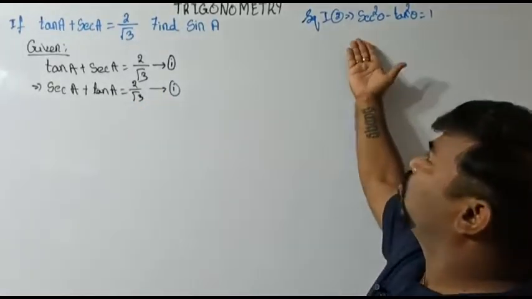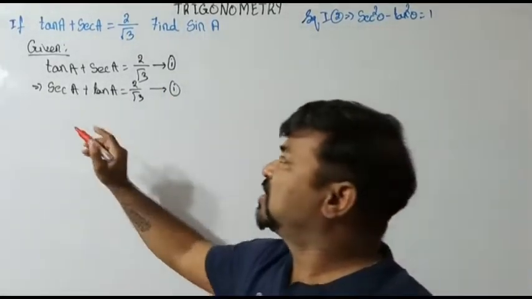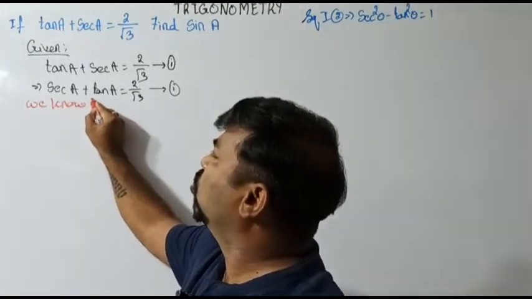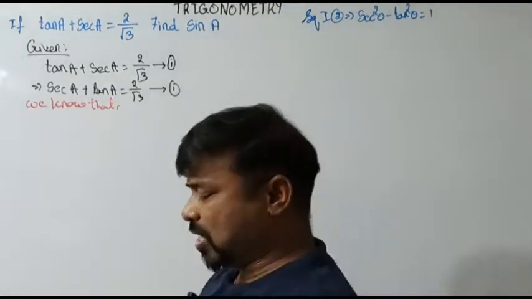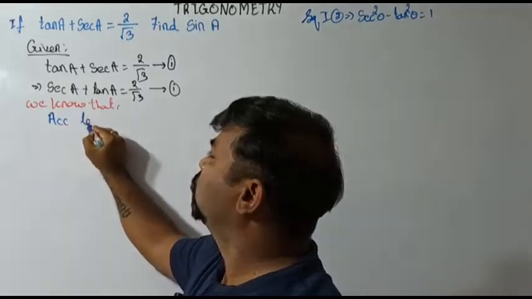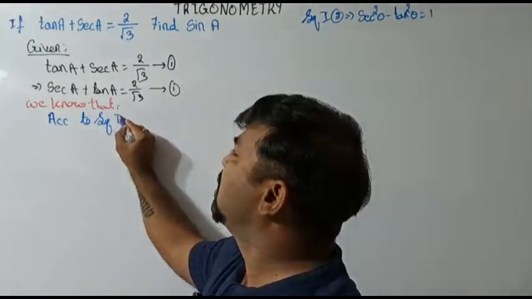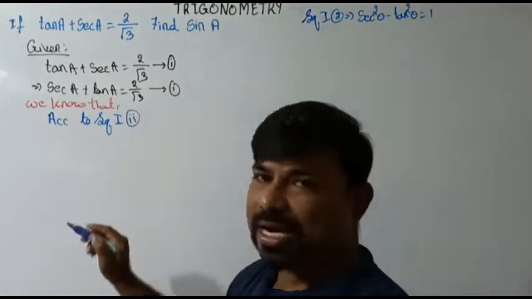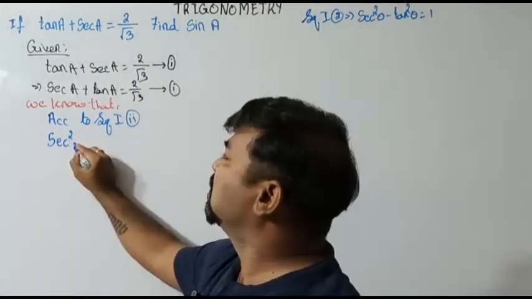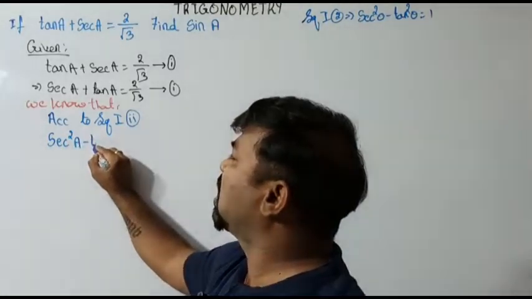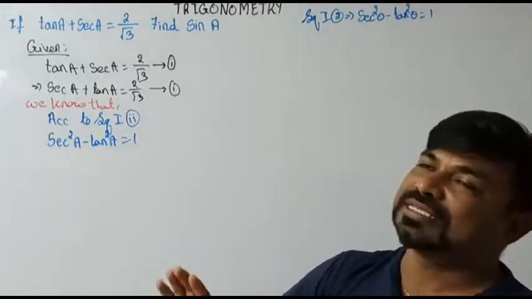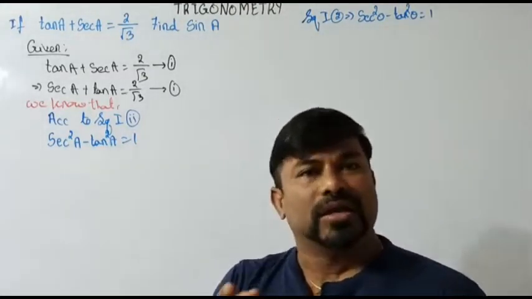Now I'm going for the formula. We know, according to square identity 2, secant square A minus tan square A equals 1. This is the formula we are having. This is the general square identity 2.